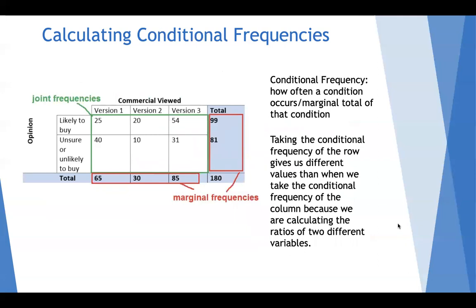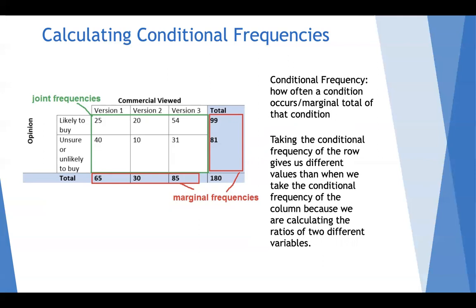However, if we want to find data relative to a specific row or column, we're going to need to find the conditional frequency. So the conditional frequency represents the ratio of how often a certain condition occurs to the marginal total of that condition. So instead of using the total of the entire table, it's using one of these marginal totals specific to the row or column that you're analyzing. One important thing to note with conditional frequency is that depending on the marginal total you're using, the data value that you're finding represents a different thing.